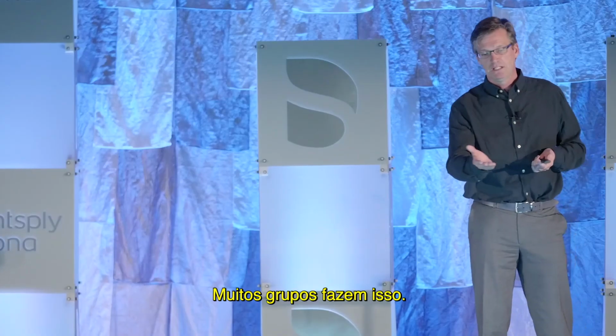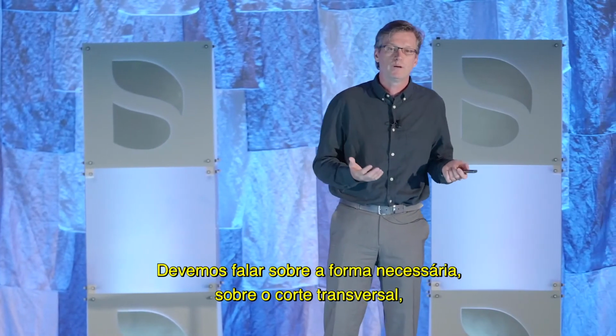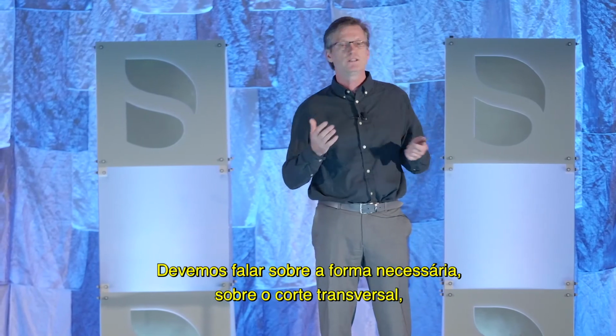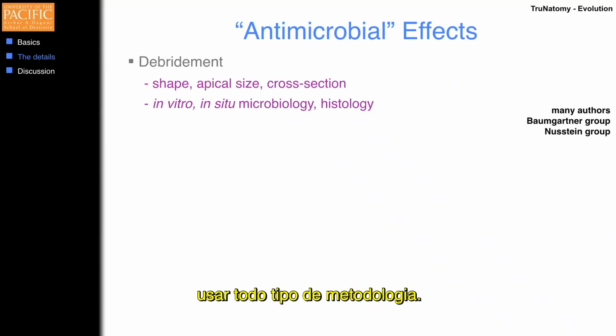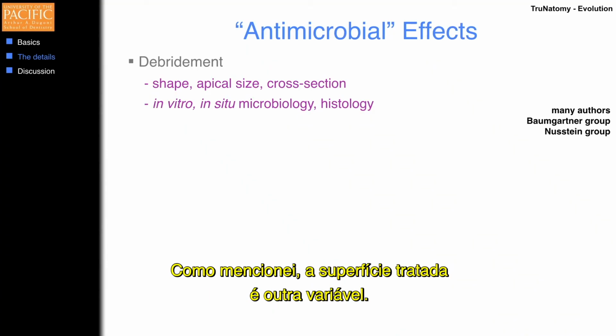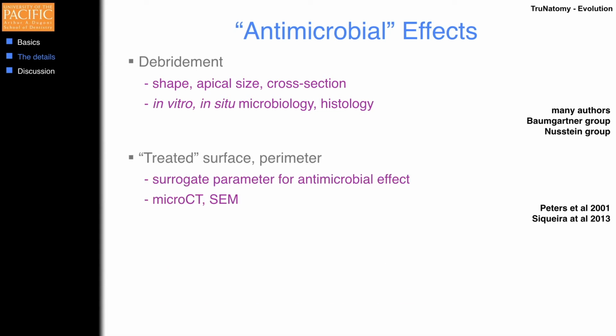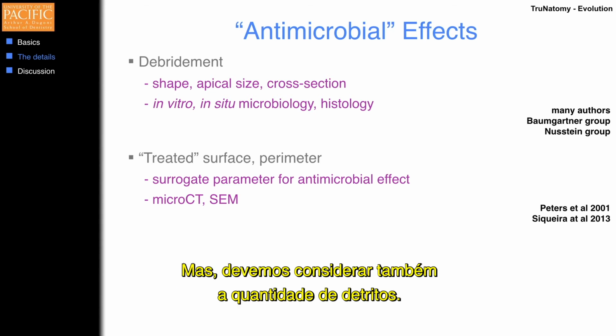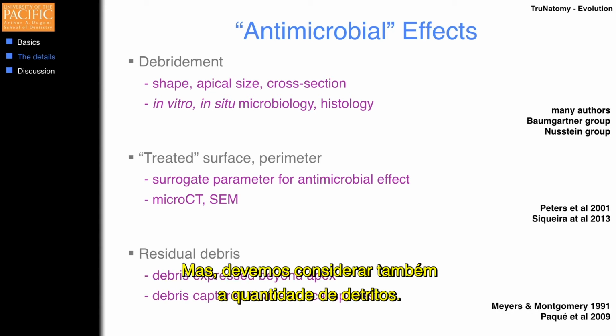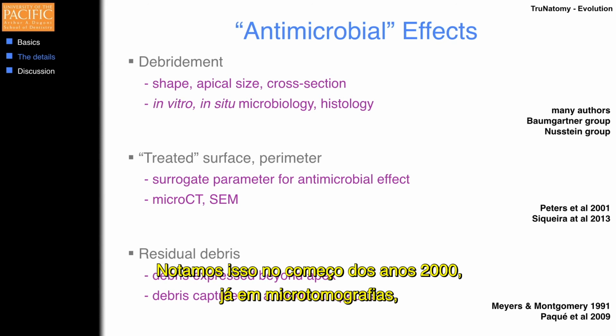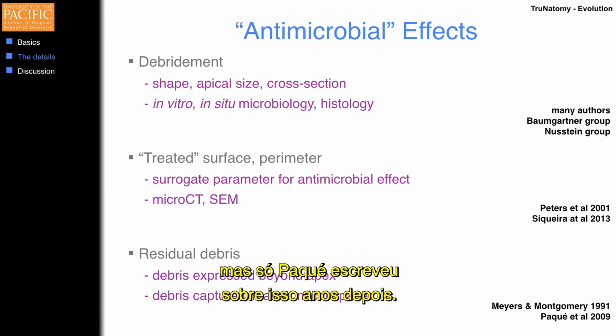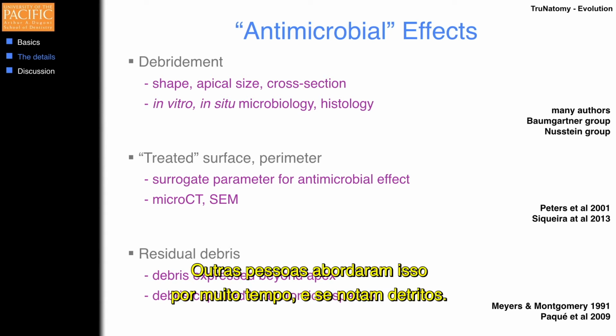So we talk about, and many groups have done that, the required shaping, we talk about the cross-section, and we use all kinds of methodology. And as I mentioned, the treated surface is another variable in there, and lots of things happen in that scenario. But we also have to consider the amount of residual debris. We noticed this in the early 2000s already in the micro-CT scans, but only Frank Paqué wrote this up many years later. Other people have talked about this for a long time, and obviously you see debris.